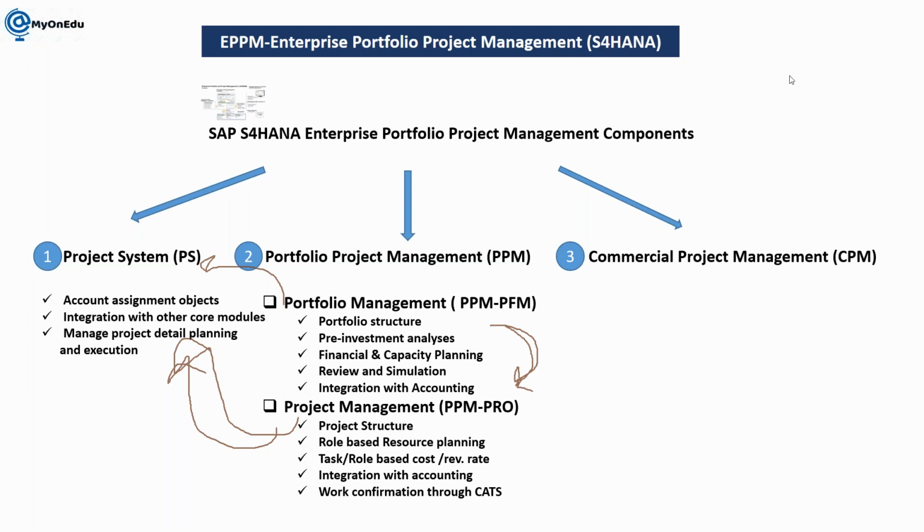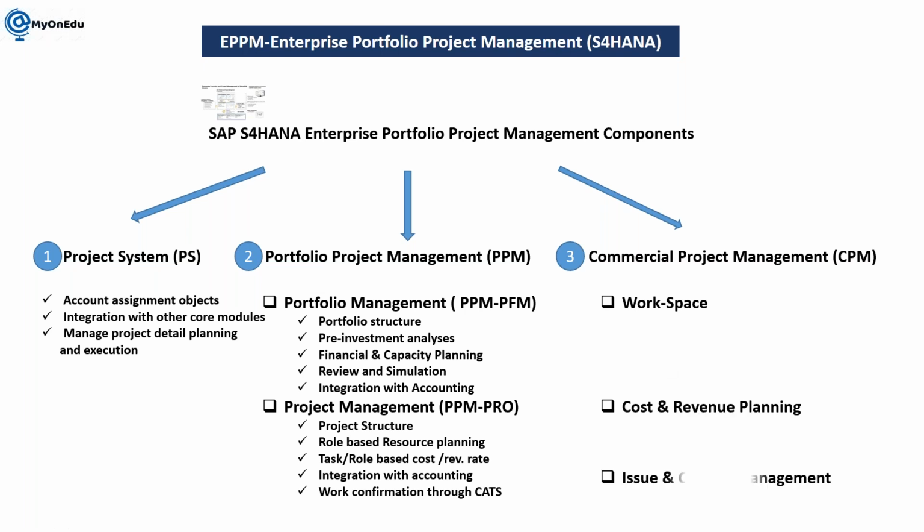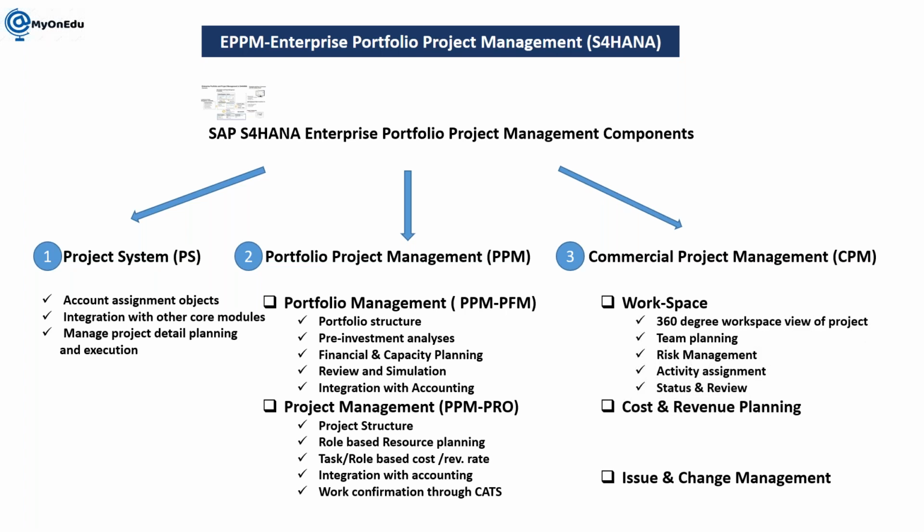In this course we are going to cover portfolio management and project management in depth, and then an overview of project system. Third is commercial project management. This module has three components: one is the workspace, another is cost and revenue planning, and third is issue and change management. The workspace gives us the functionality to see your project 360 degrees, so you can check everything from start to end.